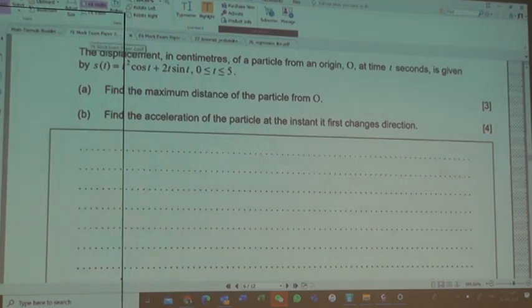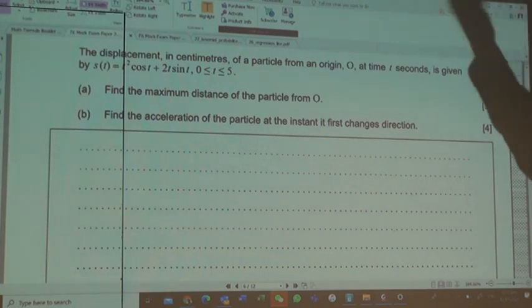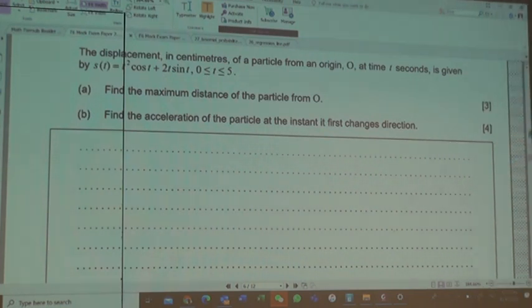The acceleration, that's where your derivative comes in. Acceleration is the what? Talk to me. Second derivative. You see, that is 4 points. So that shows you need to do something. Okay? Find the acceleration at its first, what? Change. Find the acceleration of the particle at the instant it first changes direction.